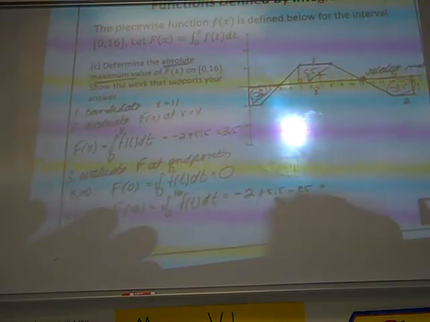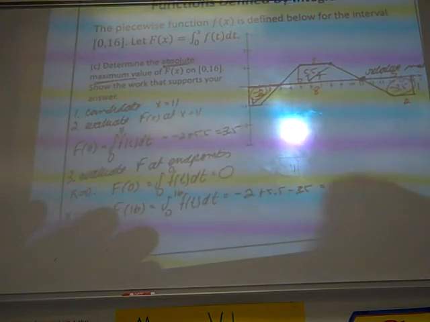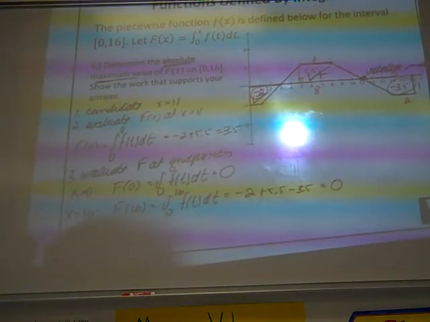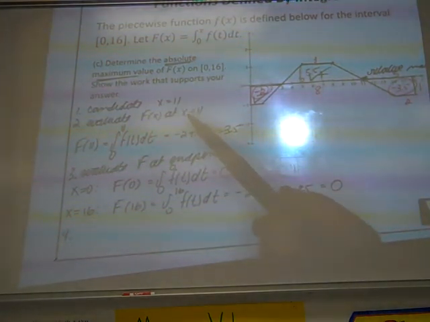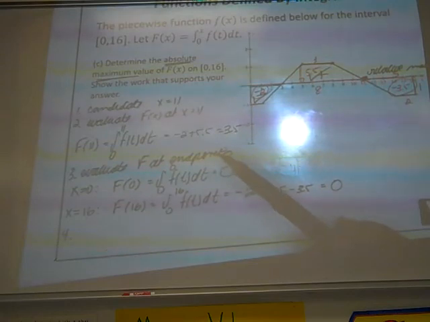-2 plus 5.5 is 3.5. Minus 3.5 is 0. Last step. We're almost there. We identified our candidate. We evaluated the function at the candidate. We evaluated the function at the endpoints. Last thing, land the plane, buddy.